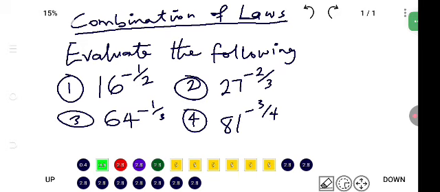In this lesson, we'll be looking at combination of laws. We have been considering the laws of indices, and we've looked at various laws of indices, giving various examples. Now, in this class, we'll be looking at combination of two or more laws to solve a particular problem. Example says evaluate the following. So we have 4 questions to evaluate in this lesson.